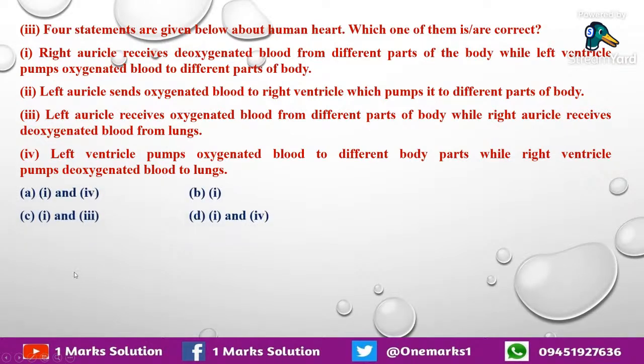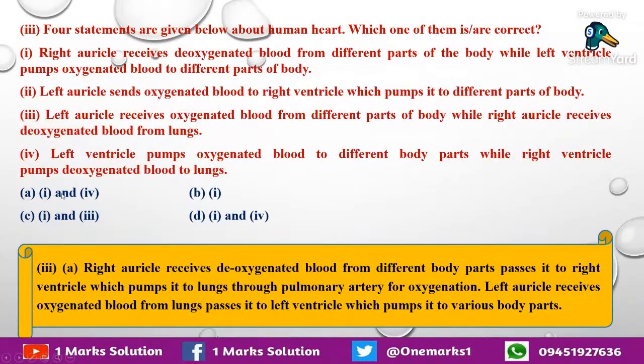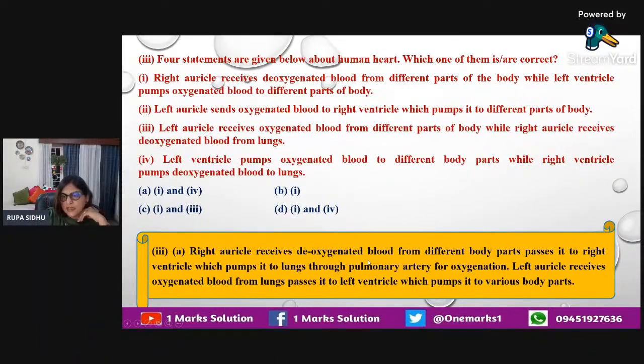So these are the options given to you. The correct answer should be 1 and 4. As we have discussed, 1 and 4 is the correct answer, because the right auricle receives deoxygenated blood from different body parts, passes it to the right ventricle, which pumps it to the lungs through the pulmonary artery for oxygenation. The left auricle receives oxygenated blood from the lungs, passes it to the left ventricle, which pumps it to various body parts. So this is the entire cycle. This is one cycle.